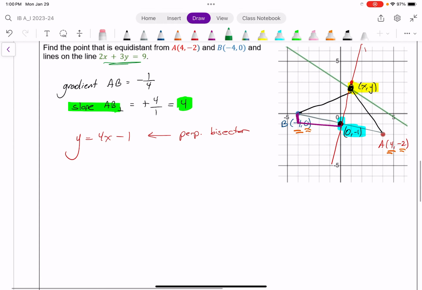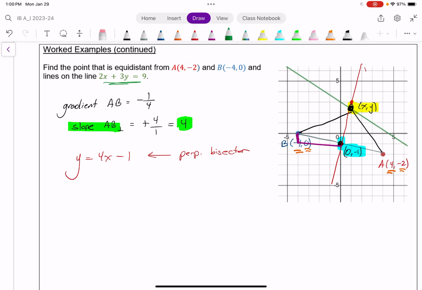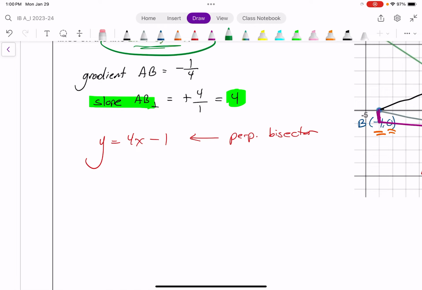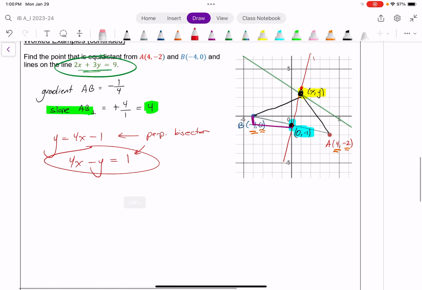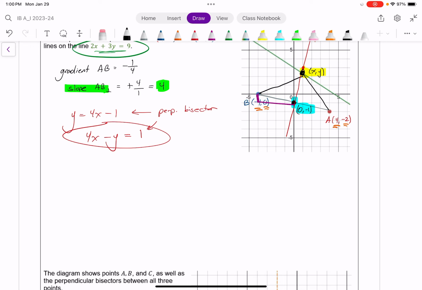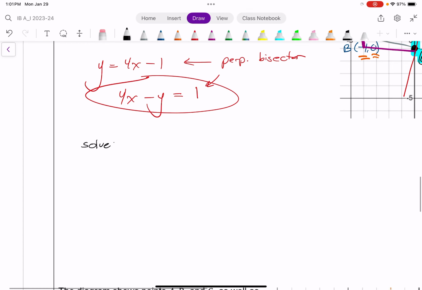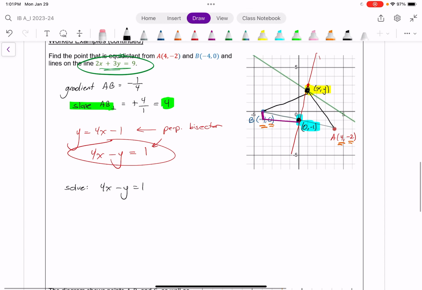And so I want to use my simultaneous equation solver to do this as quickly as possible, which means I want to put them both in the same form. This equation here is already in the form that my calculator wants, so I'm just going to rearrange this to put in that form. Basically, I'm going to rearrange it so now it's 4x minus y equals 1. And now they're both in the same form, and now I can solve this system. So I want to solve the system of 4x minus y equals 1 and 2x plus 3y equals 9.